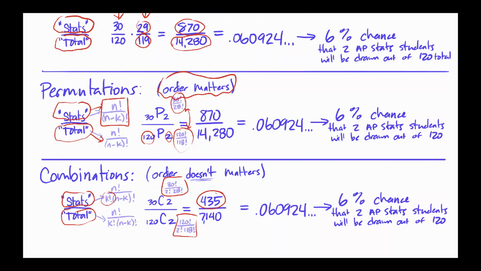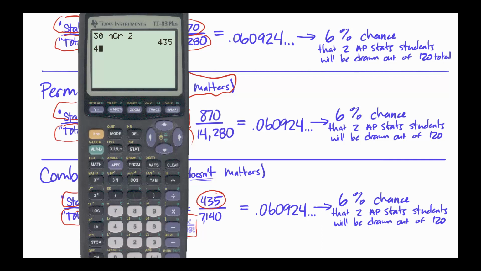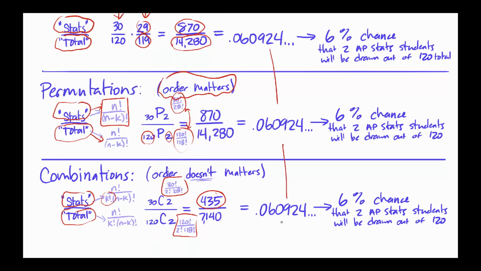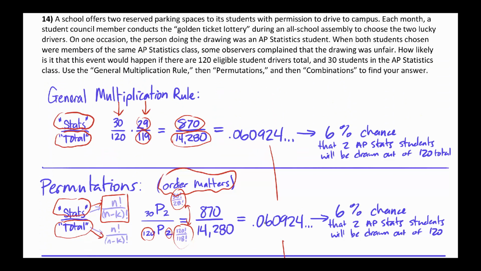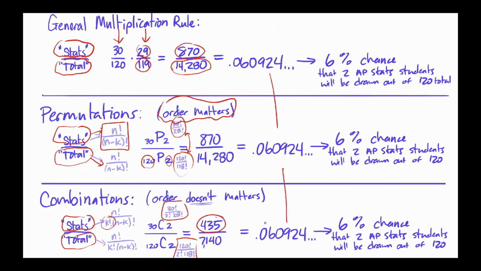So I divide these two things. 435 divided by 7,140. And guess what I get? 0.0609243, and it just keeps on going. These are all the exact same thing. 6% chance. So depending on how you think about your problem, whether you think multiplying would be easiest, or permutations would be easiest, or if the order doesn't matter, maybe combinations would be the best, you're going to get the same answer for this problem.